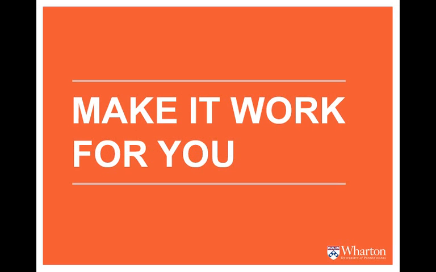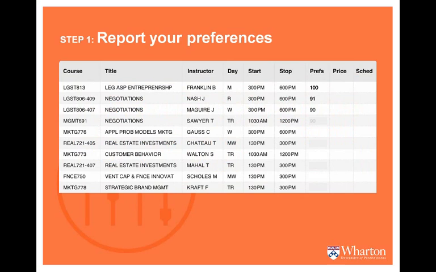To show you how CourseMatch works, let's take a look at a sample schedule created by Lisa, one of the Wharton MBA students who helped put CourseMatch to the test. In CourseMatch, you assign preferences by section. This is a list of Lisa's top sections. Lisa's highest priority is legal aspects of entrepreneurship. She assigned 100 preference points to that section. Lisa then assigned points to the other sections to indicate her relative interest.